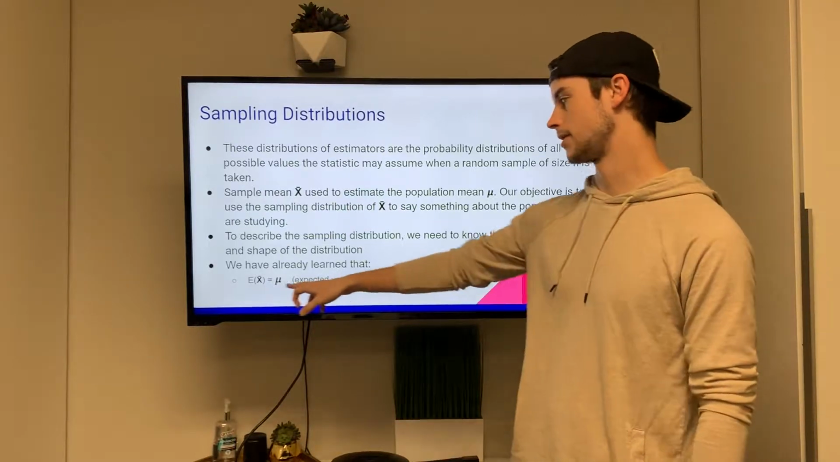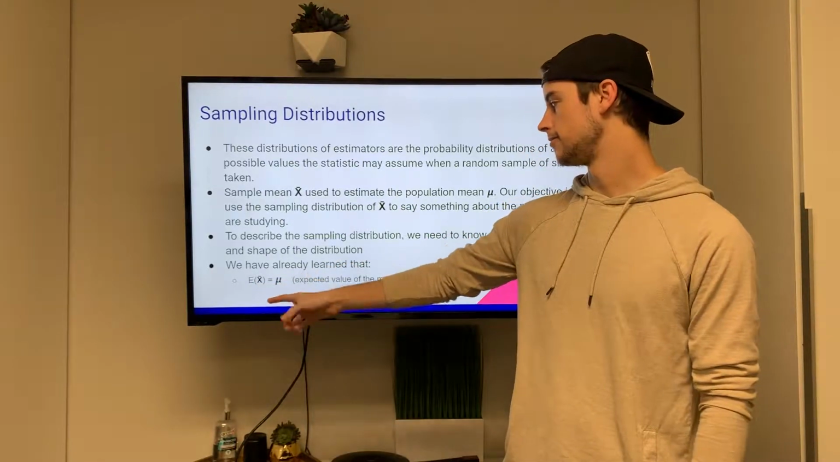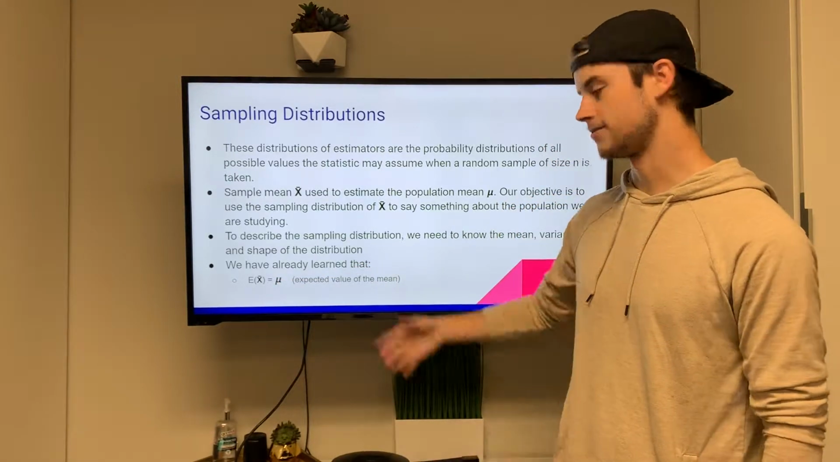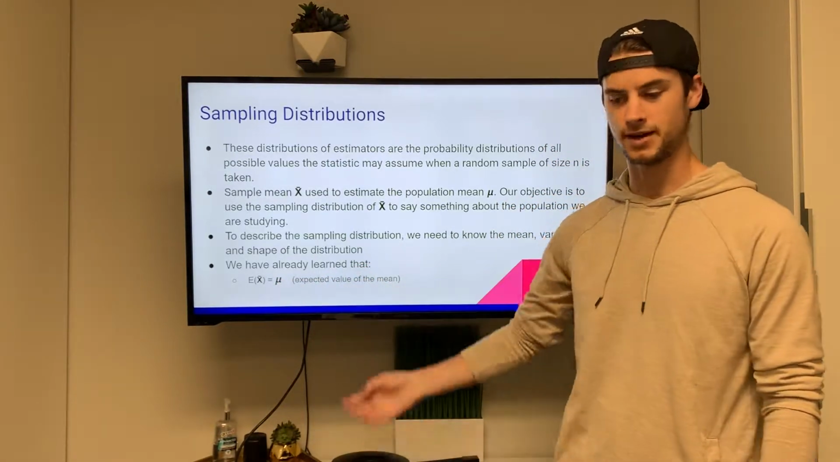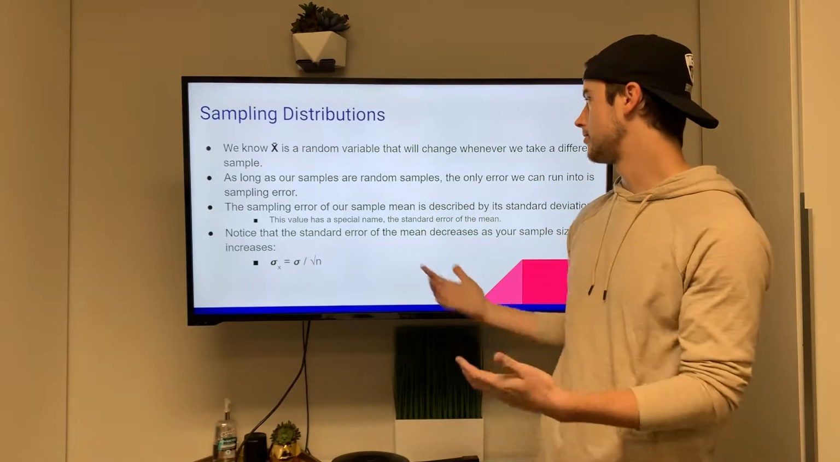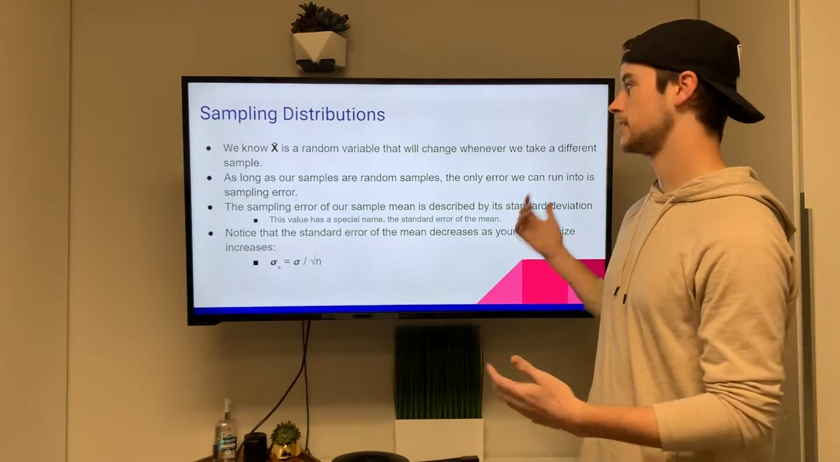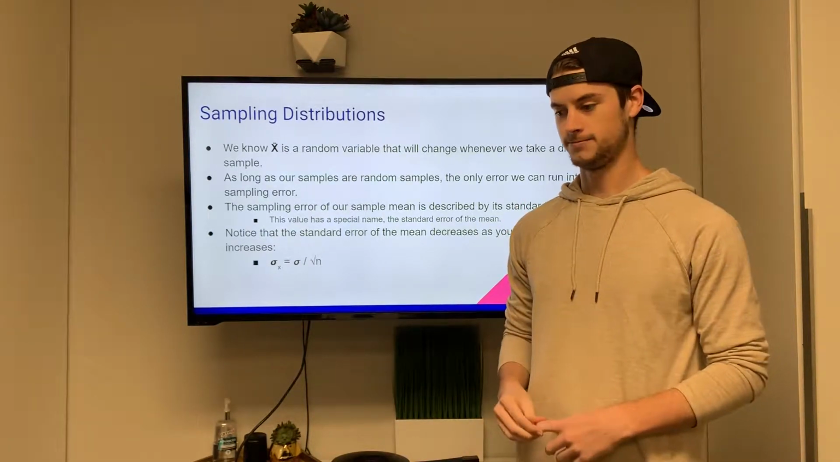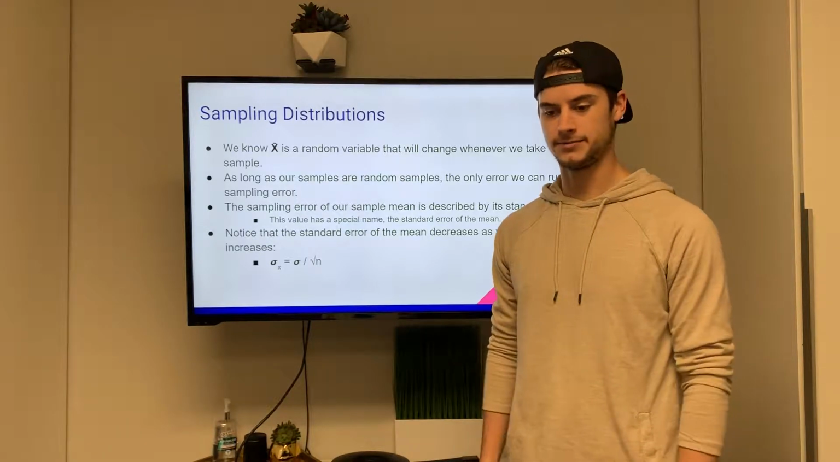We've already learned this, right? The expected value of X bar is always our mean, right? Expected, again, we call it the expected value of the mean. Okay, again, we know X bar, it's a random variable. It's gonna change whenever we change the sample. So if we take a different sample, X bar should hopefully change. If not, I don't know, you just got lucky, I guess.